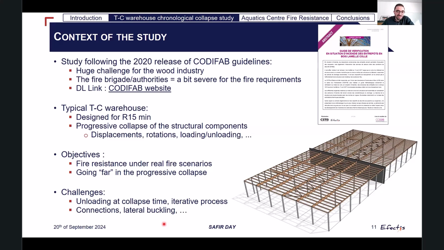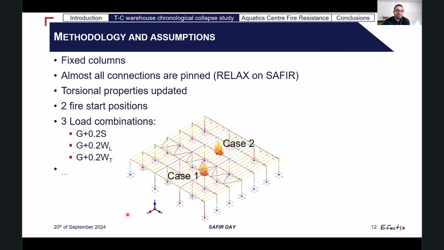And for the challenges, of course, it was to get the right collapse time and to create an iterative process in order to update the torsion, as I mentioned earlier. So here you have the SAFIR model with some of the assumptions, like we had fixed reinforced concrete columns. Almost all connections were pinned. We studied 2 fire start positions on the different load combinations like snow, wind, etc.